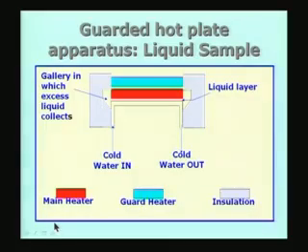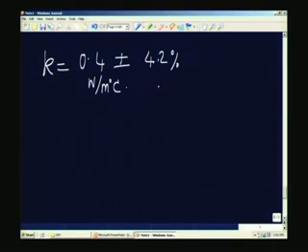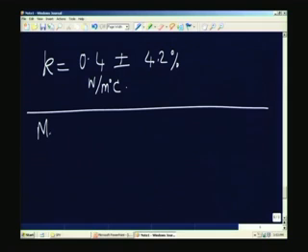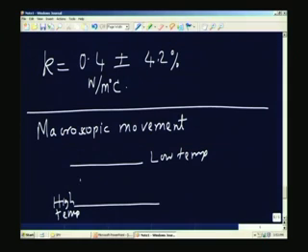Let us look at what we have to do if we want to use the guarded hot plate apparatus for a liquid sample. The main thing I have already mentioned is that when you use a liquid sample, there is the possibility of macroscopic movement of the liquid. Suppose I have a situation like this, I have a high temperature, let us say, as indicated here, you have a low temperature here, and suppose I have a liquid here.